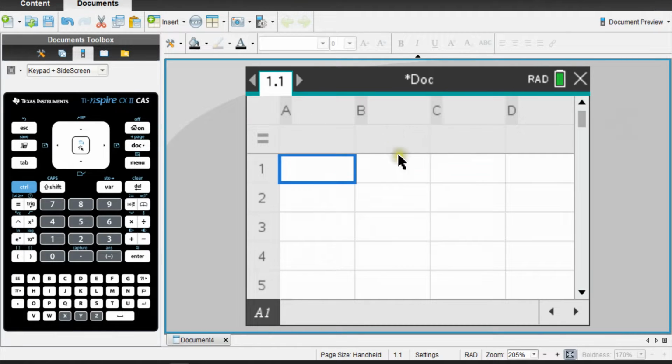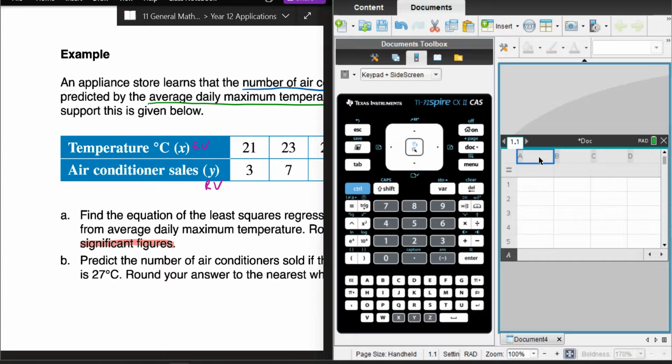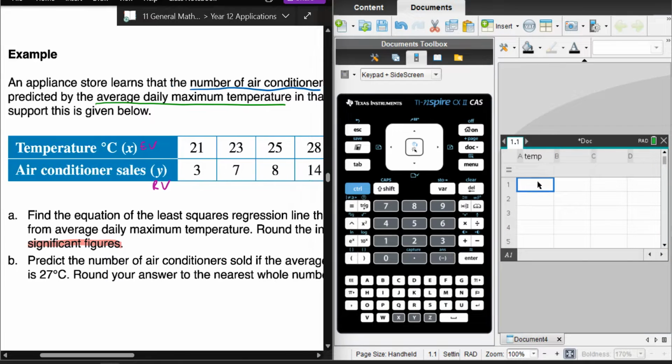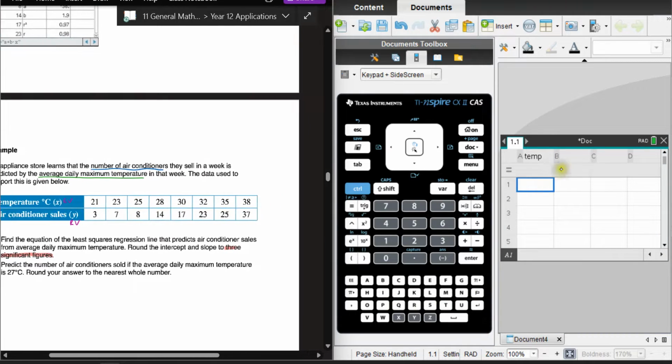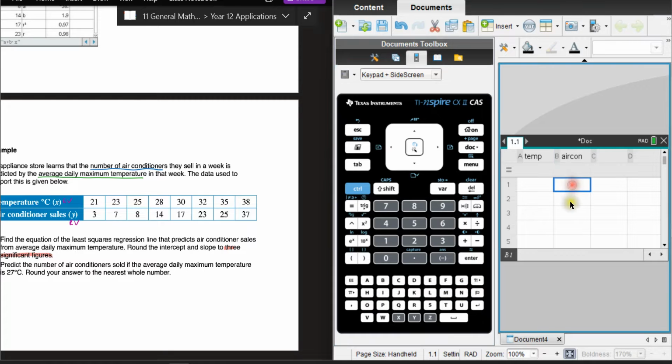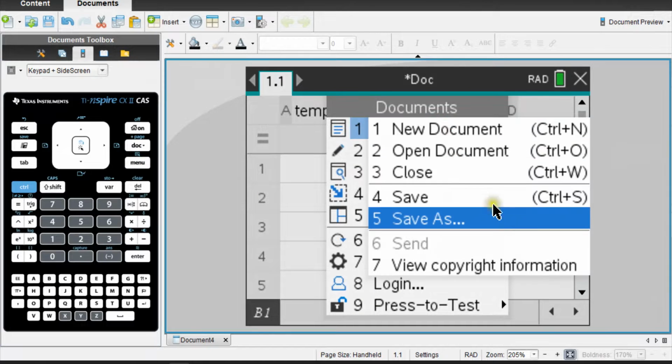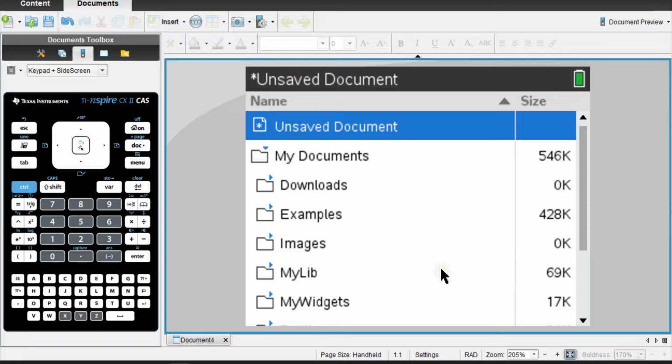Remember, when we put numbers in our calculator, you need to make sure you label the columns. So put your values in. So here it's going to be your EV. I'm going to write temp, and then put all your values for temperature in the temp column. And then here we'll go aircon. You can call it whatever you want. Doesn't really matter. And then put all your values for the air conditioner in your calculator. Okay? Do that for me, please.